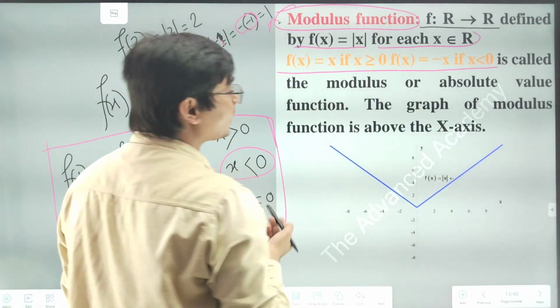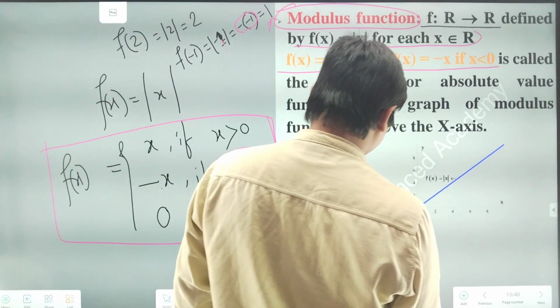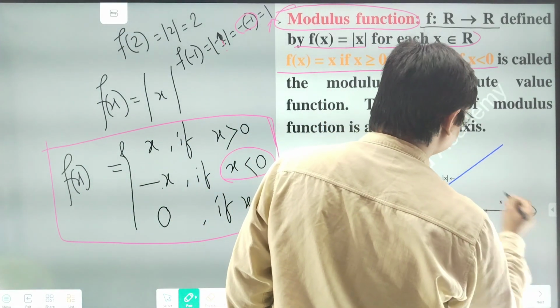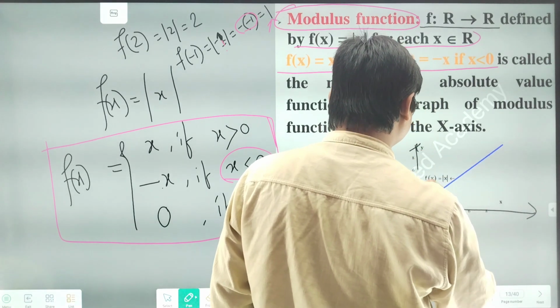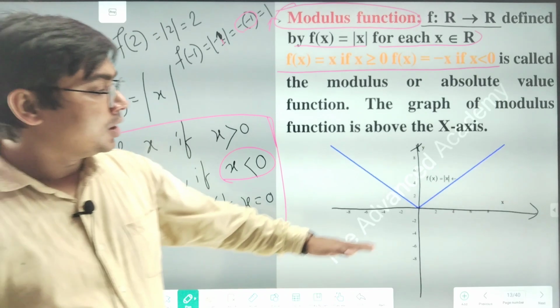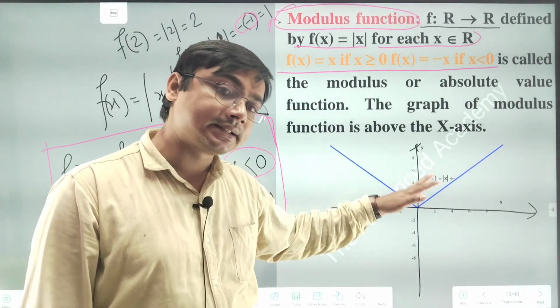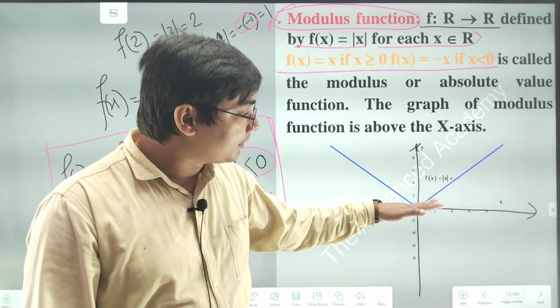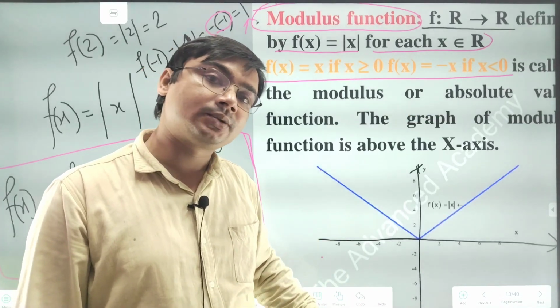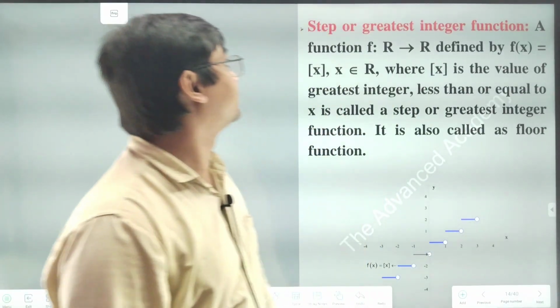And the graph of this modulus function is this one. Consider this is the x axis and this is the y axis, and this is the modulus function. The graph of the modulus function never comes below the x axis. It is always above the x axis. So this is the graph for the modulus function.